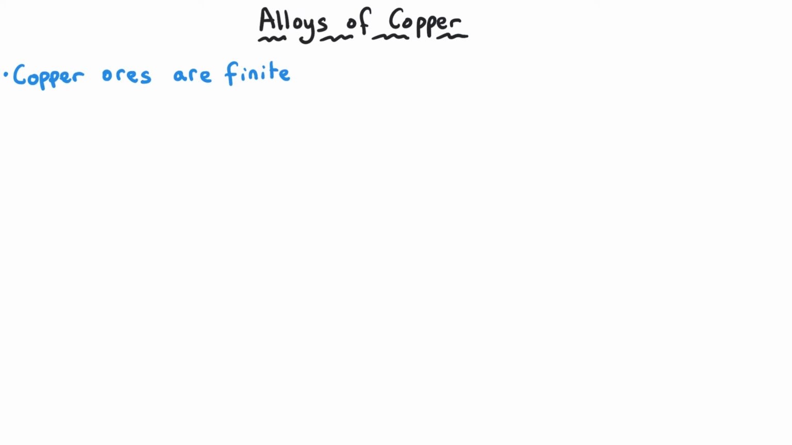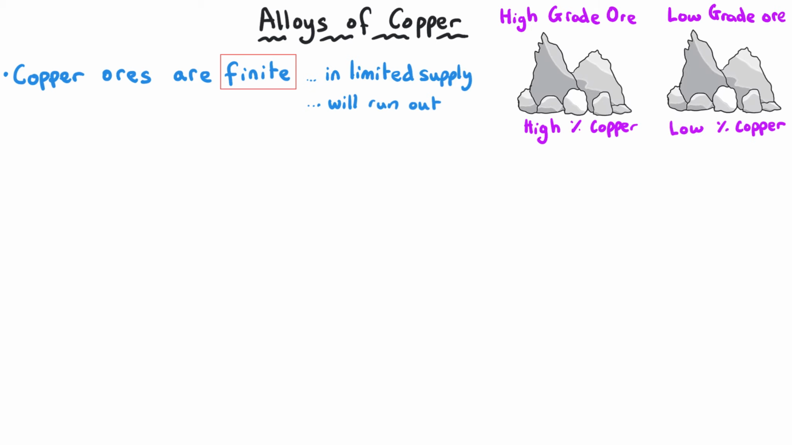Copper ores, like all metal ores that we extract from the Earth's crust, are finite, which means that they are running out and being depleted over time. Copper ores in particular are running particularly low. In fact, it's considered that the amount of high-grade ores that are available to us to extract the copper are pretty much all depleted, and so now we are using lower-grade ores as our source of copper.